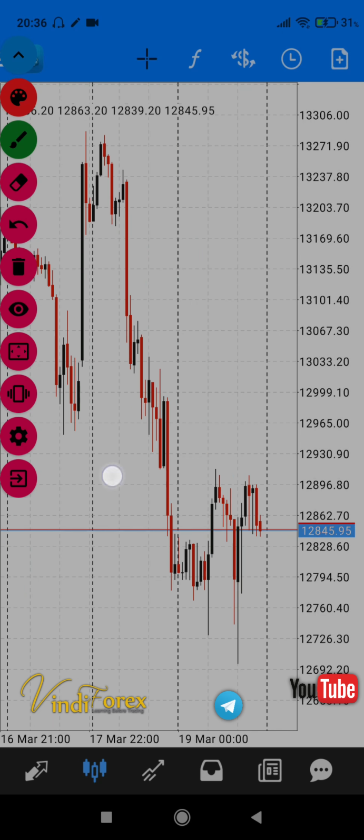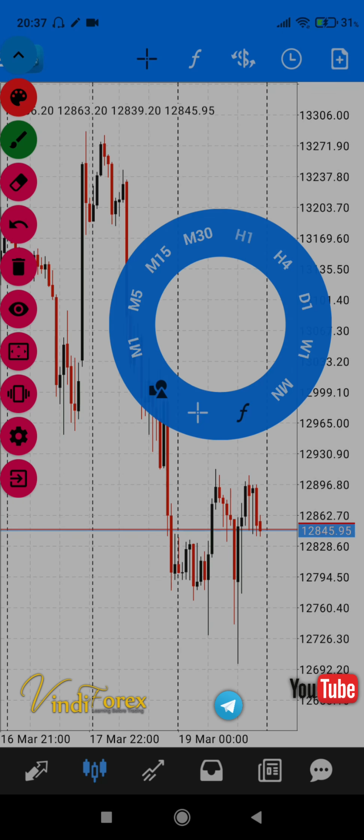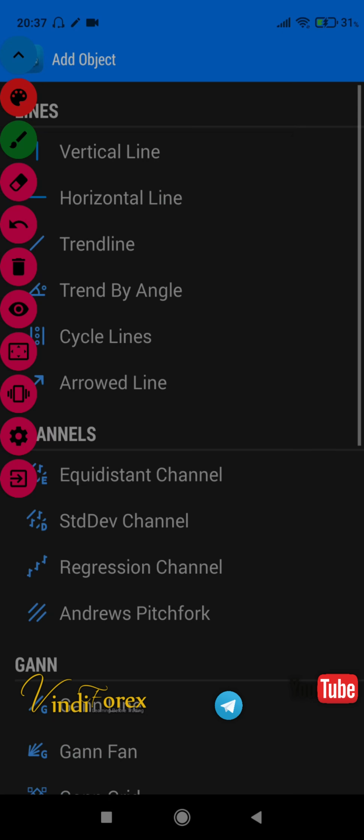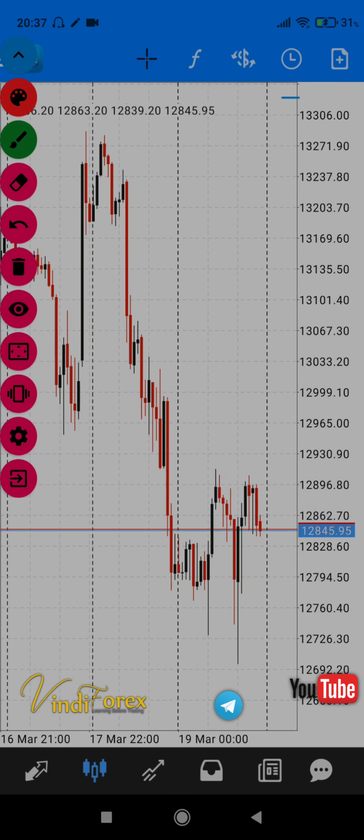So we're quickly going to identify our daily highs and lows, and we're going to use a horizontal line. If you tap anywhere on your screen, you're gonna see this wheel. Click on this icon right here. That one there is where we're going to find the drawing tools. Click there. We're going for a horizontal line. We identify our daily lows. That's a daily low there.